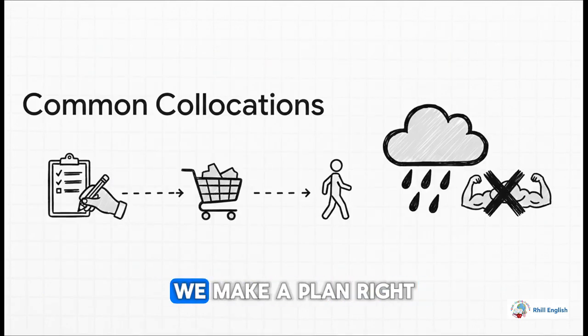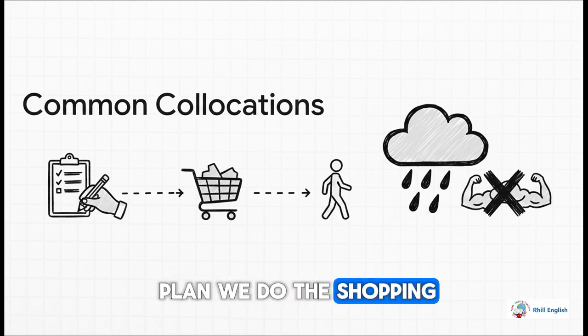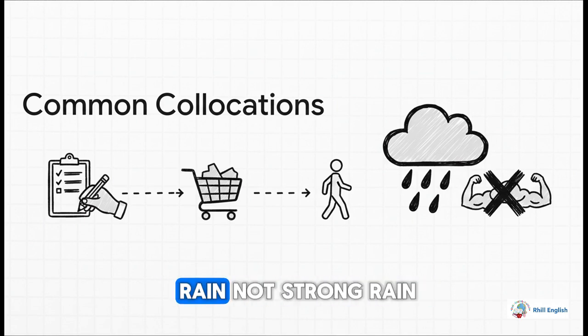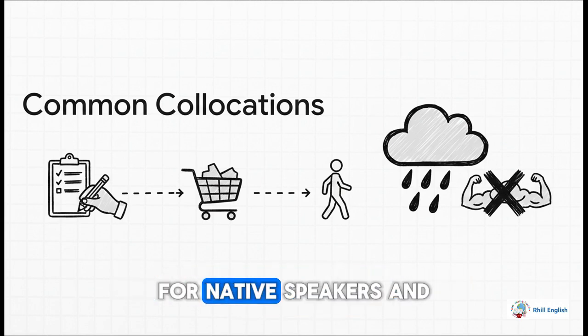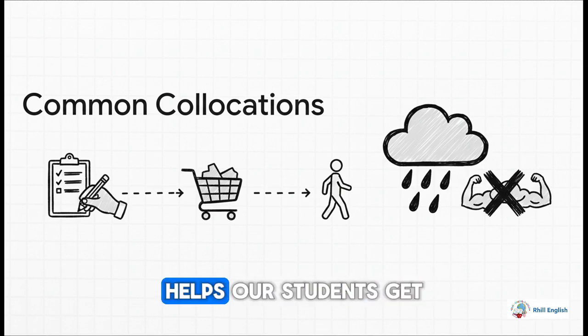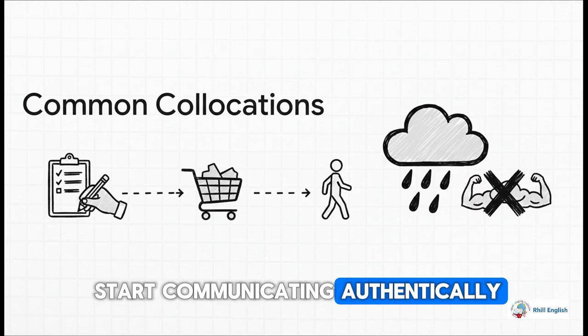Seriously, think about it. We make a plan, right? We don't do a plan. We do the shopping. We talk about heavy rain, not strong rain. These partnerships are totally predictable for native speakers, and teaching them directly helps our students get away from translating word for word and start communicating authentically.